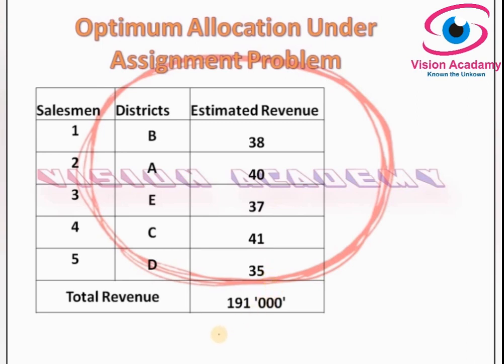If you add all together, the total revenue of these 5 salesmen in 5 districts is 191,000. So this is how you make maximization in the assignment problem. So we made a right attempt to make it easy.